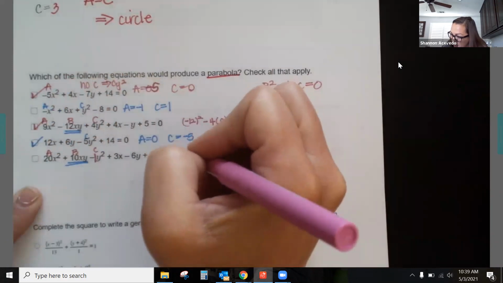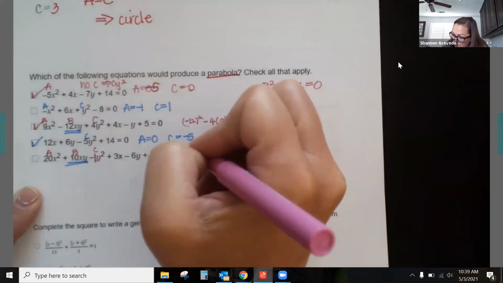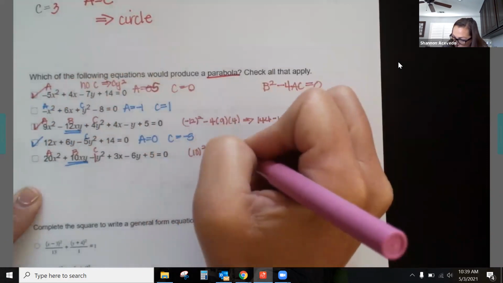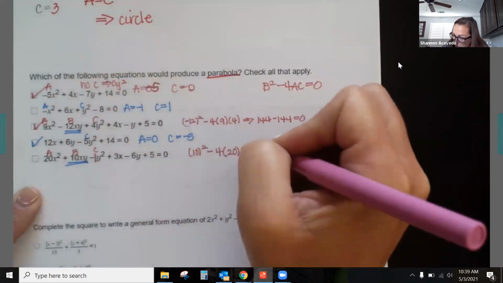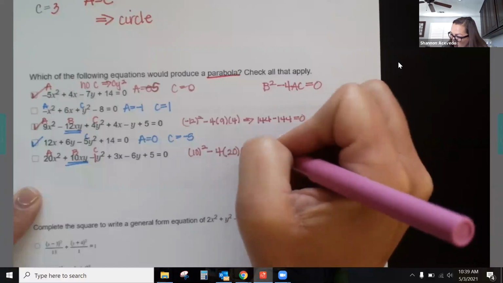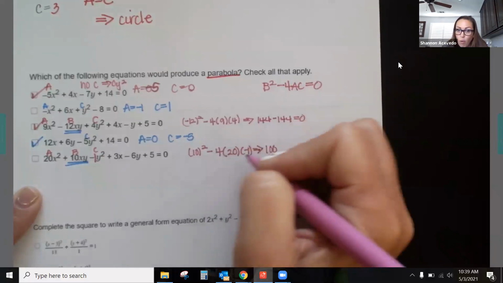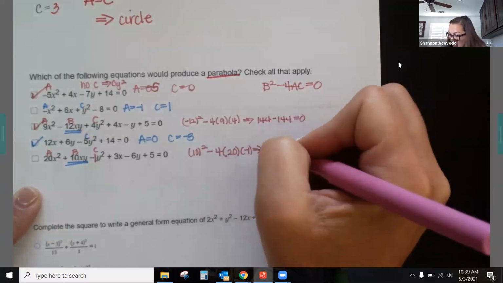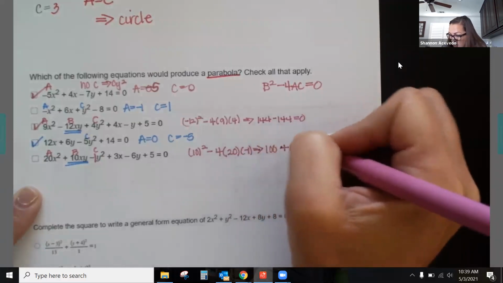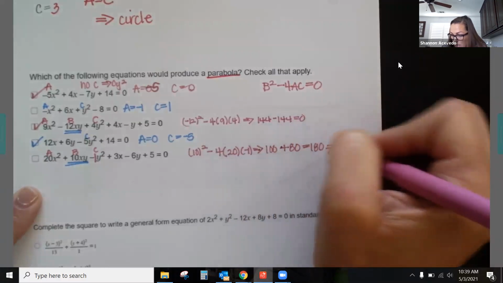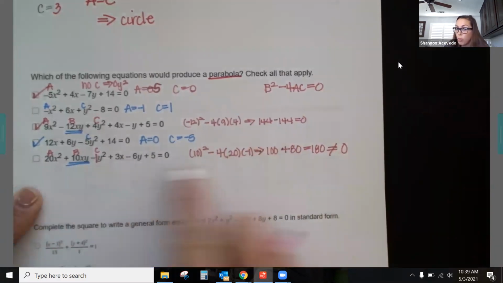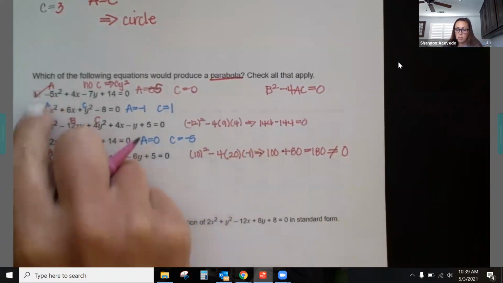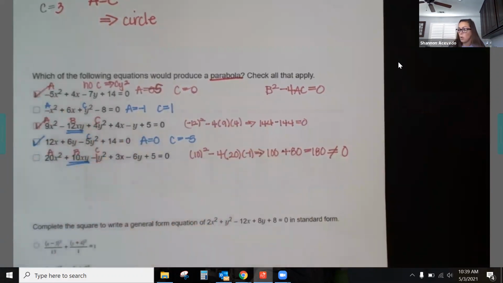Over here, this is my A, my B, my C. So I have 10 squared minus 4 times 20 times negative 1, which gives me 100. Negative 4 times a negative 1 gives me positive 4, times 20 is going to be 80. So this is going to equal 180. That is not equal to 0, so this is not a parabola. So these three are parabolas. The other two are not.